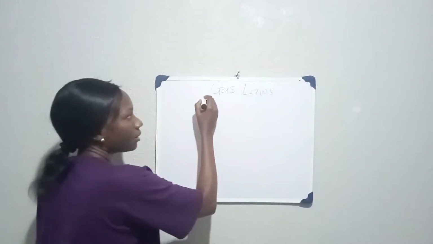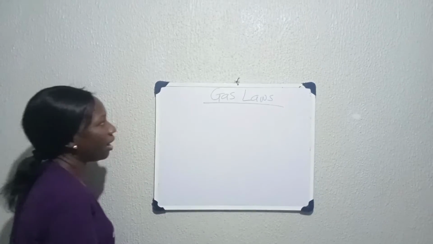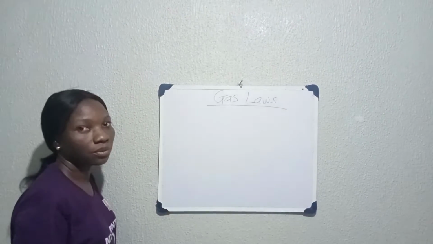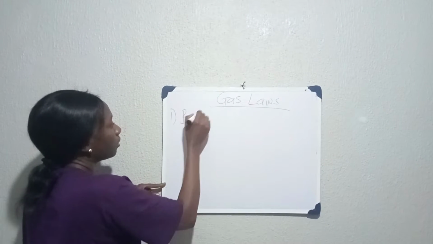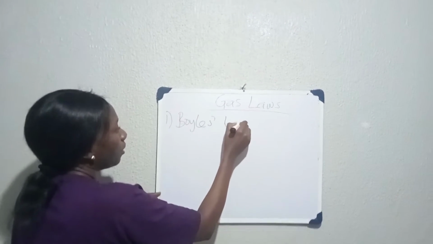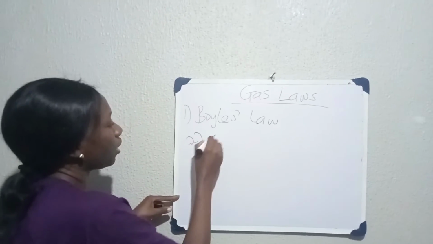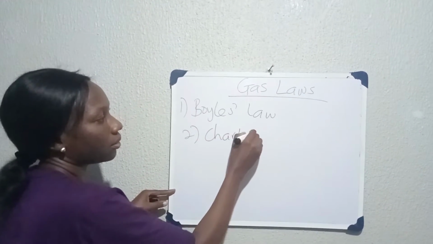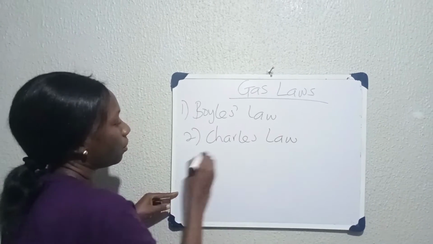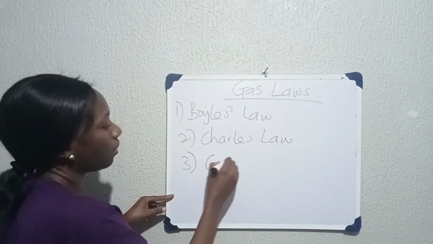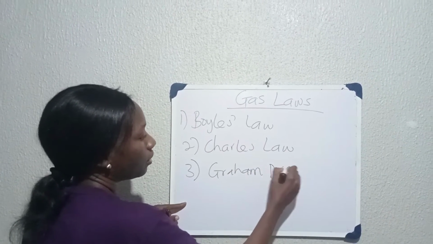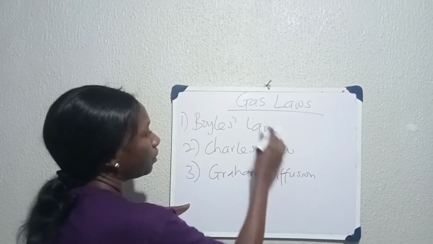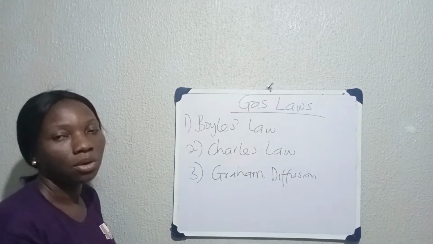Today we'll be talking about gas law, and we have different types of gas law. The first law is Boyle's law. The second law is Charles' law. We have Graham's law of diffusion. So before I continue, let's talk about the first two.